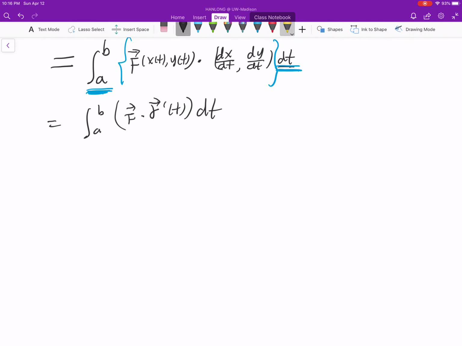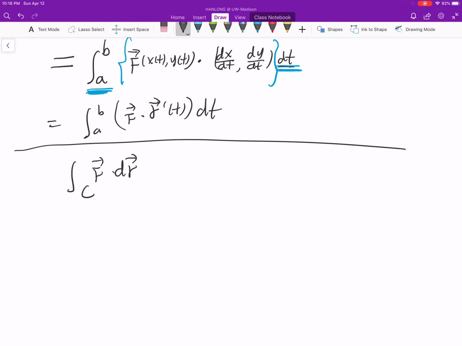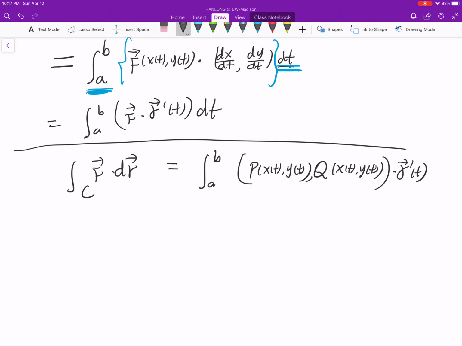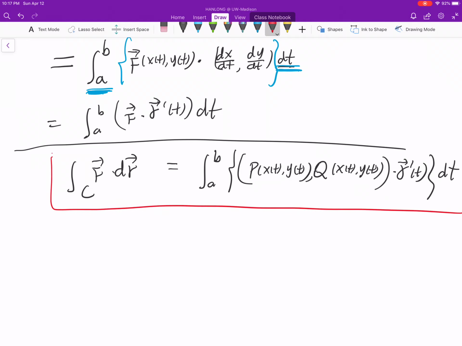And similarly, I would like to write again. So here, the integral of F dr over C can be written as the integral of F, where you have P(x(t), y(t)) and Q(x(t), y(t)), dot gamma prime(t). This is the tangent vector. The whole thing you do dt. So the right-hand side is both the definition and the way to compute.